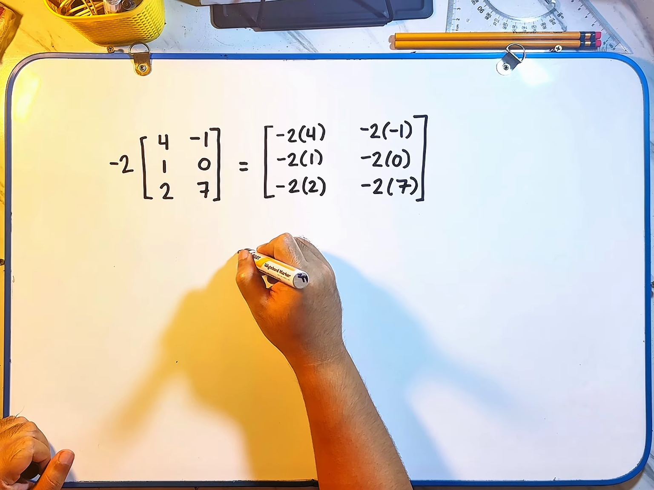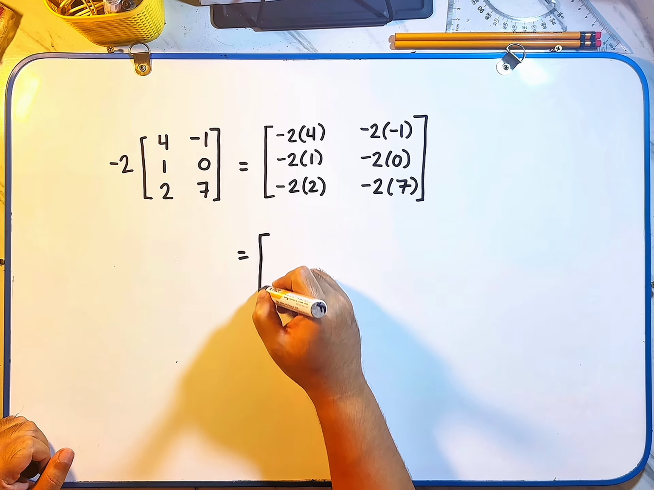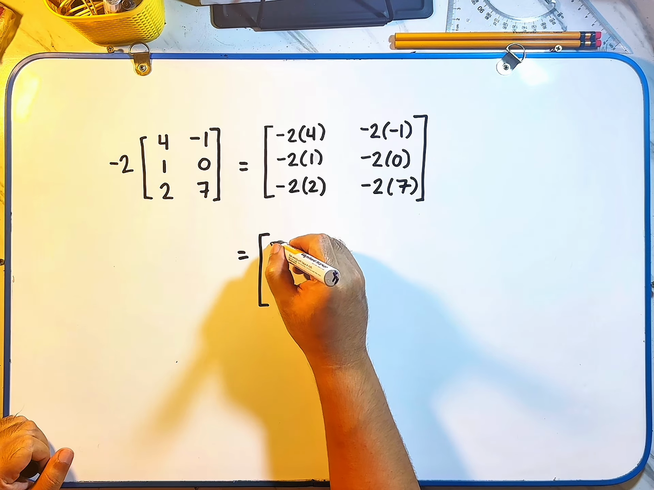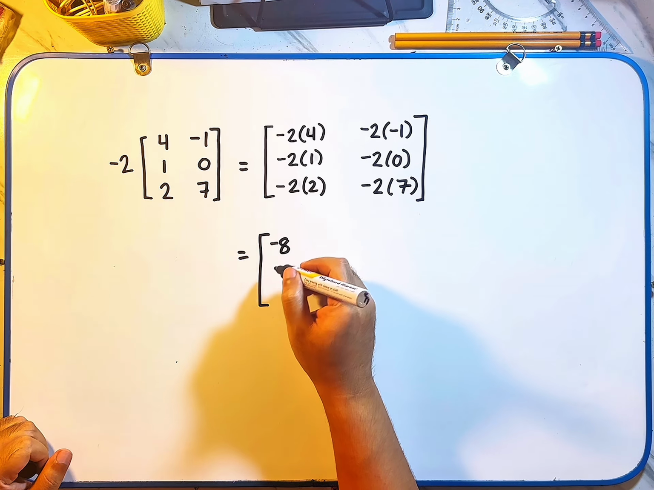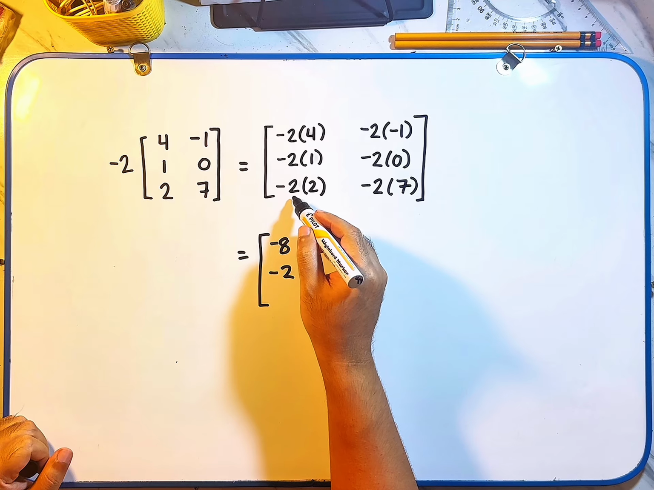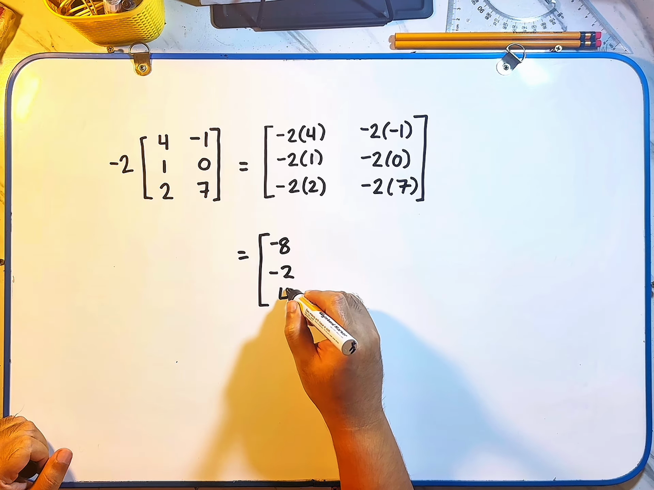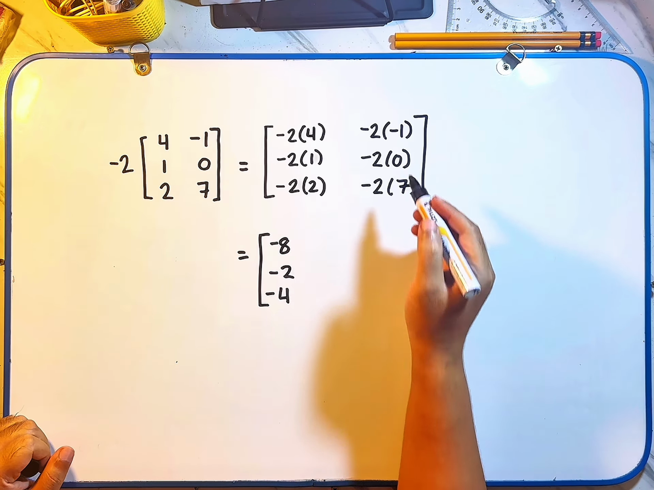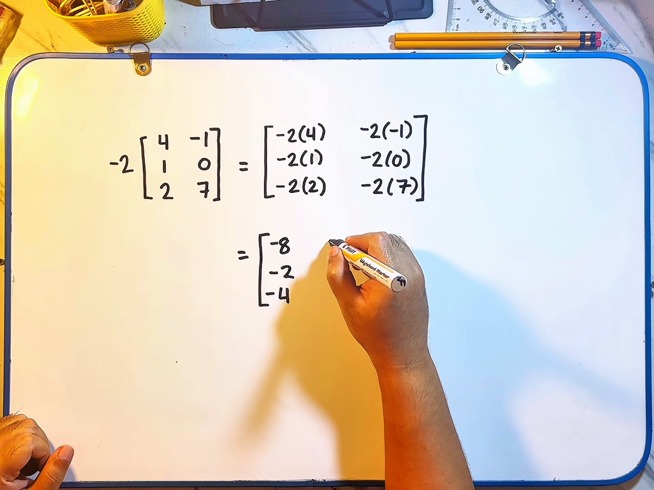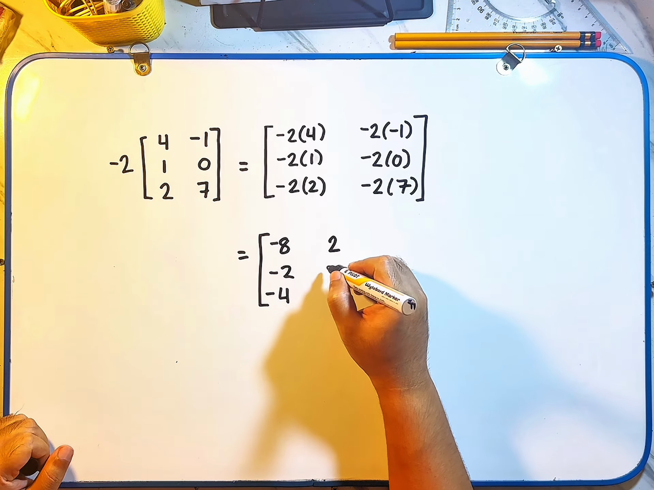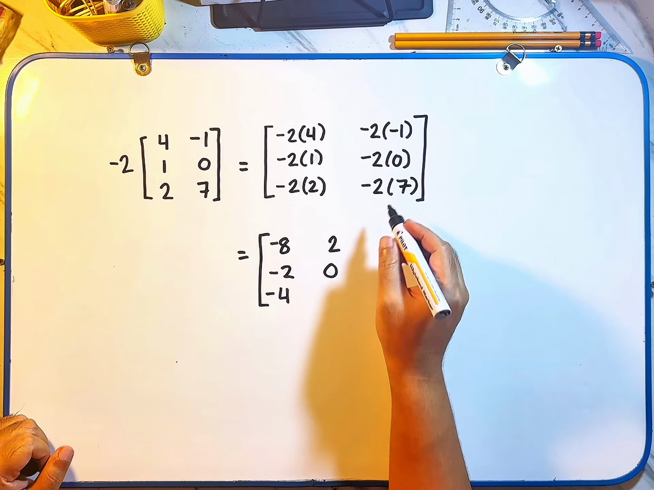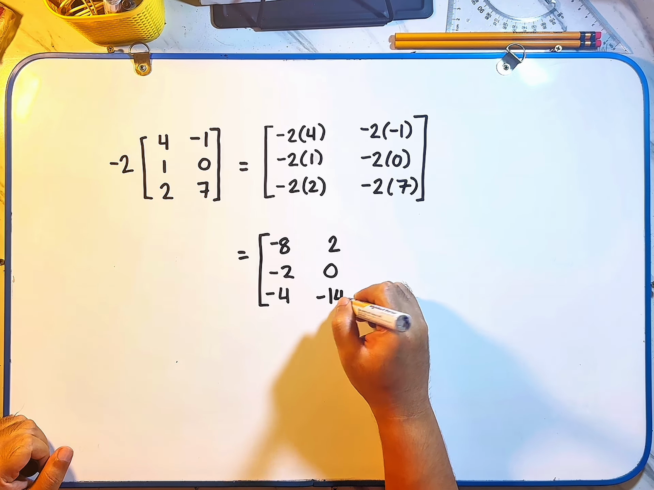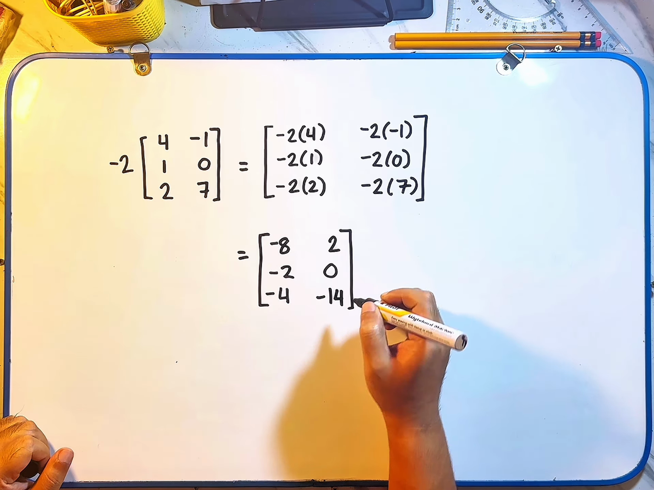And all we have to do is perform the multiplication. -2 times 4 is -8. -2 times 1 is -2. -2 times 2 is -4. -2 times -1 is +2. -2 times 0 is 0. -2 times 7 is -14. So this is the answer.